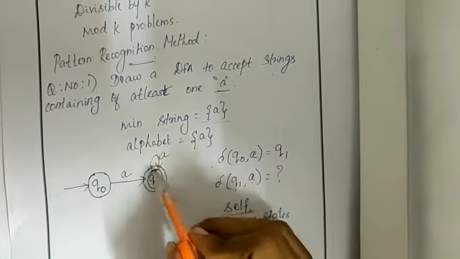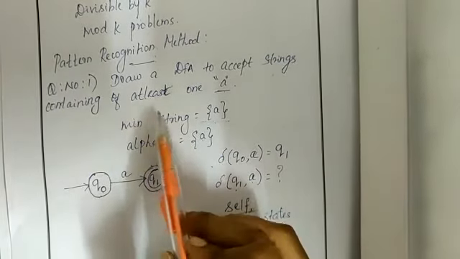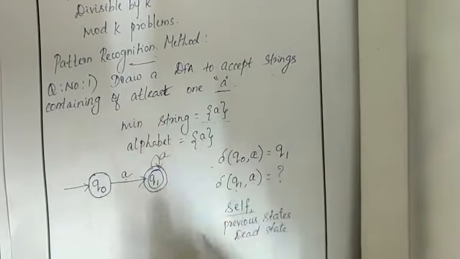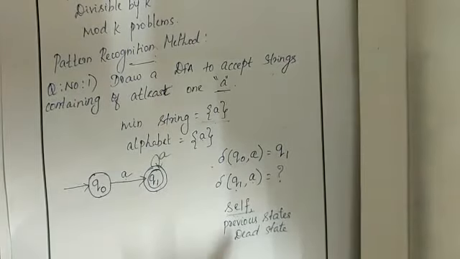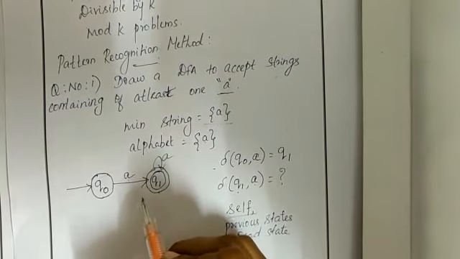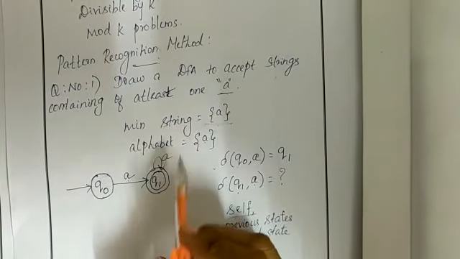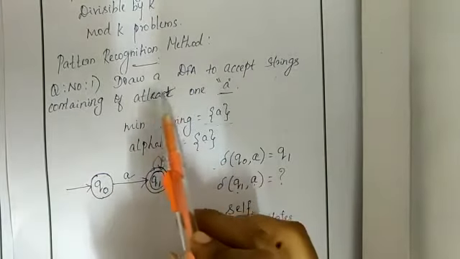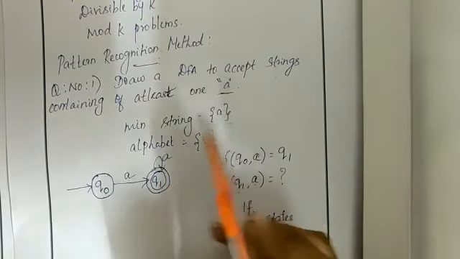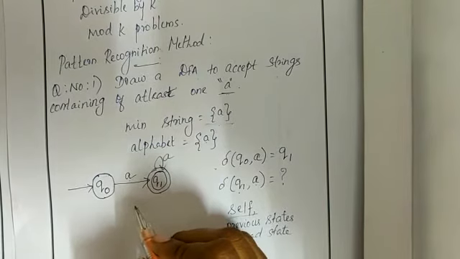Now I have to check whether this marking is right or wrong. So what is my question? Draw a DFA to accept strings containing at least one A. How to check whether this marking is right or not? I'll read the question. Draw a DFA to accept strings containing at least one A. So my string should have at least one A.